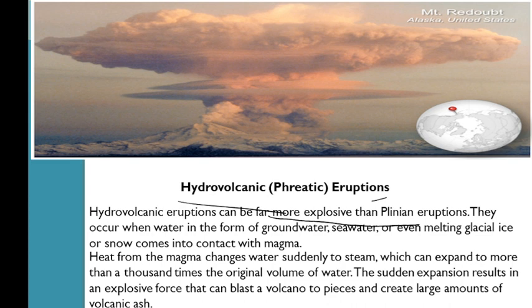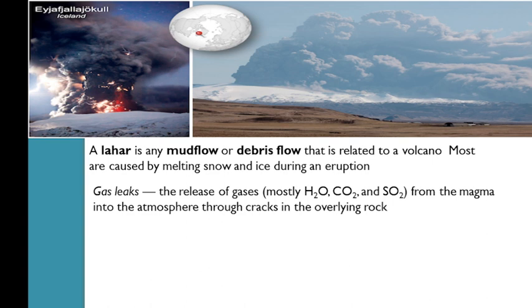Water expands thousands of times in volume, so it actually blasts the volcano and creates a lahar. A lahar is any mud flow or debris flow related to a volcano, caused by melting of snow and ice during an eruption. Whenever a volcano erupts and ice melts during the eruption, a lahar-like structure forms.